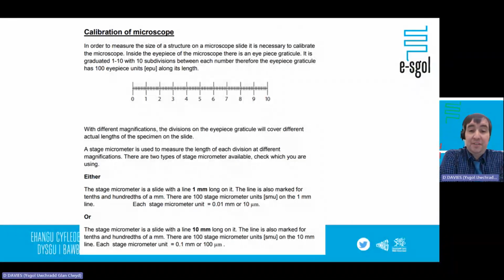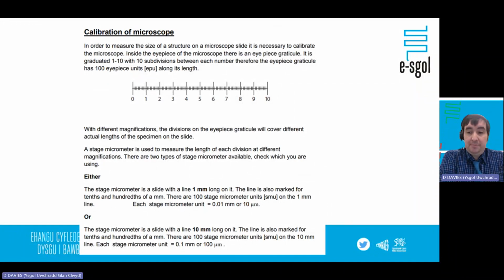With different magnifications, the divisions on the eyepiece graticule will cover different real lengths of the specimen. Remember me saying the image is magnified. The objective lens will magnify the image, and then the eyepiece lens will magnify the image as well. Those different objective lenses will magnify the image different amounts. So by the time you get to the eyepiece lens, those divisions are worth different actual lengths, because the lens magnifies the image different amounts.